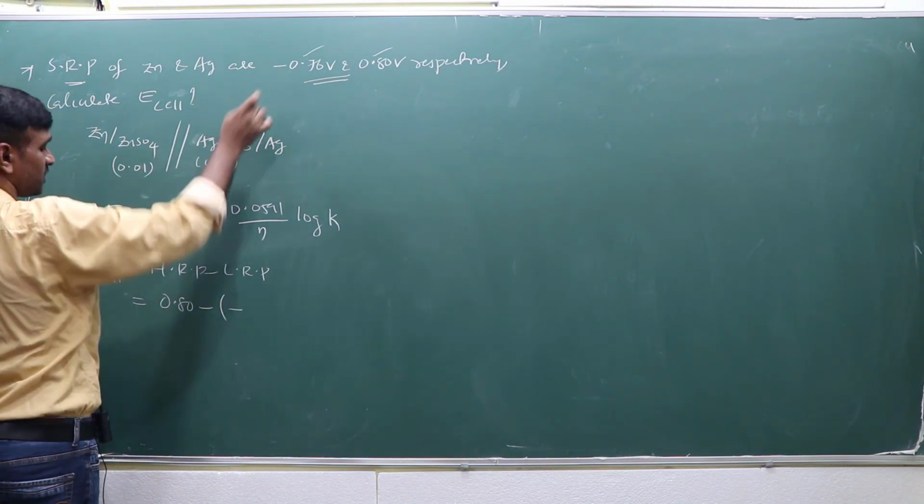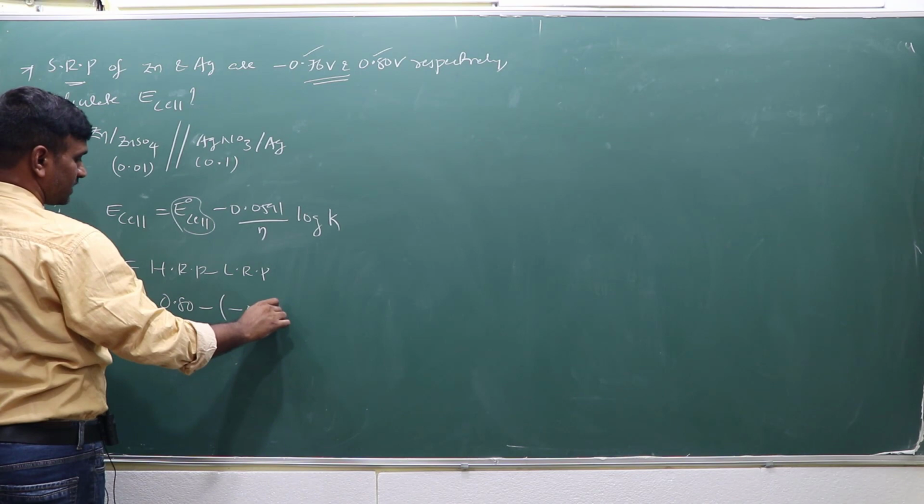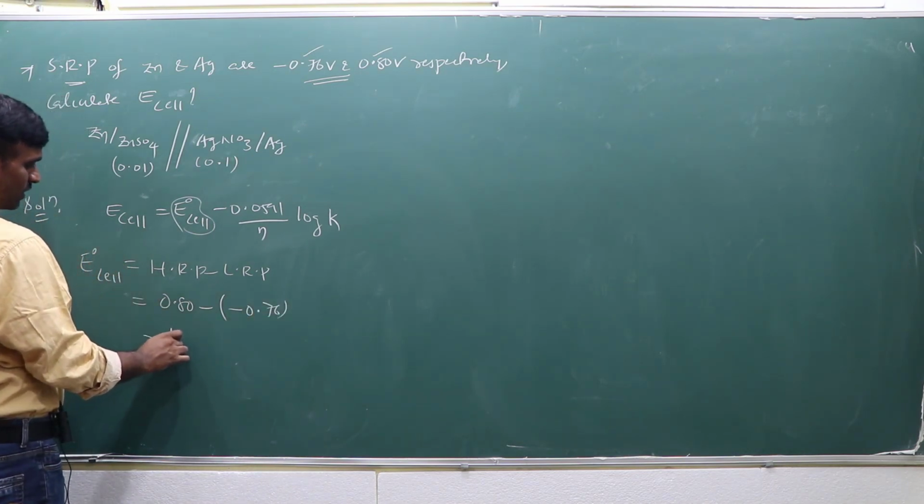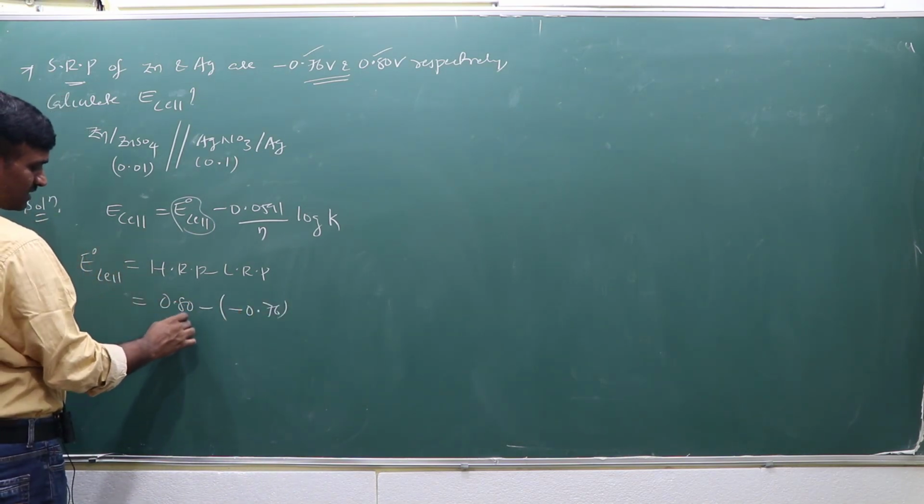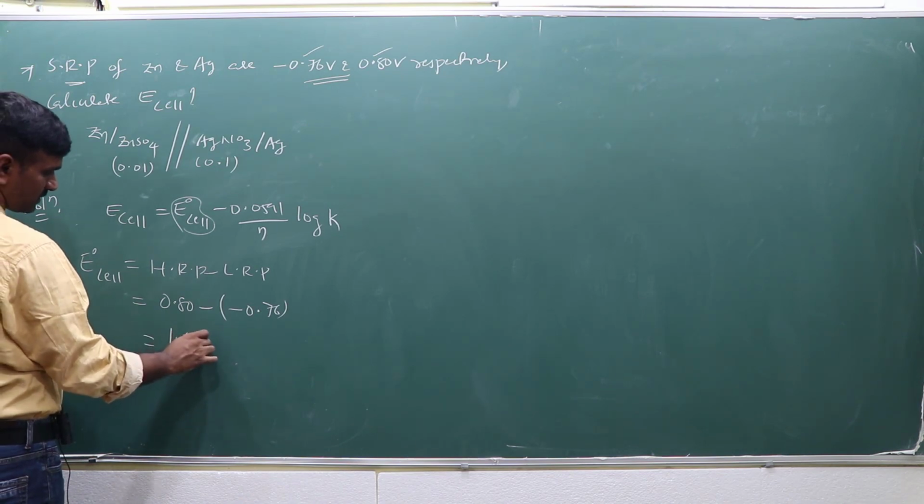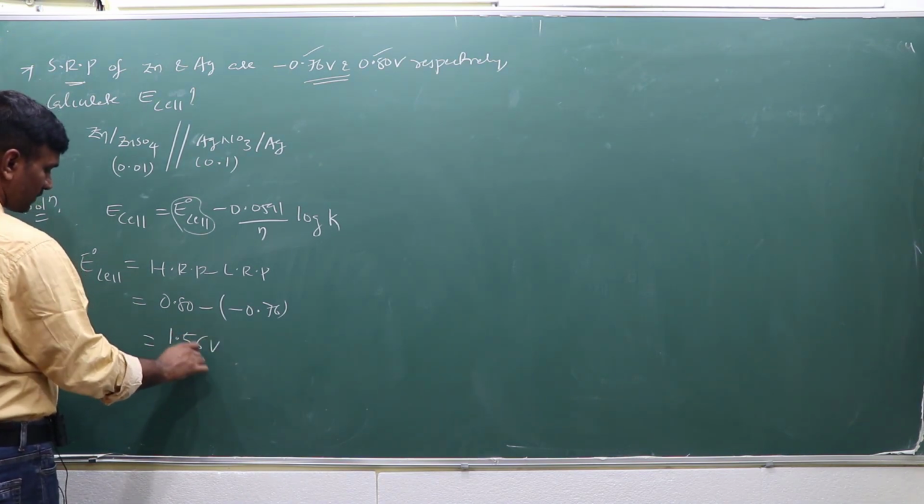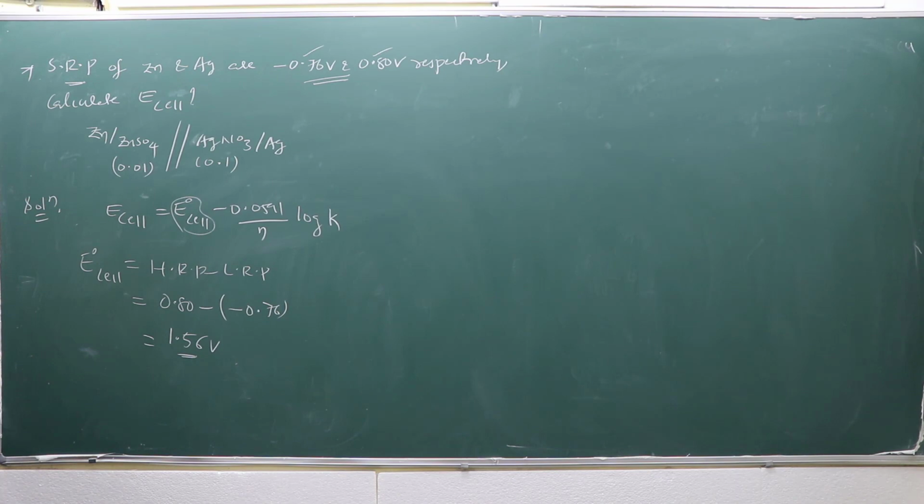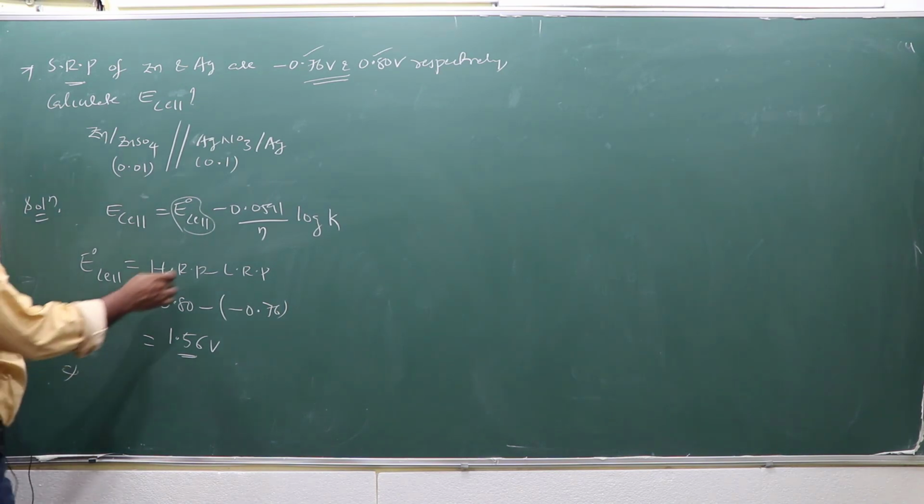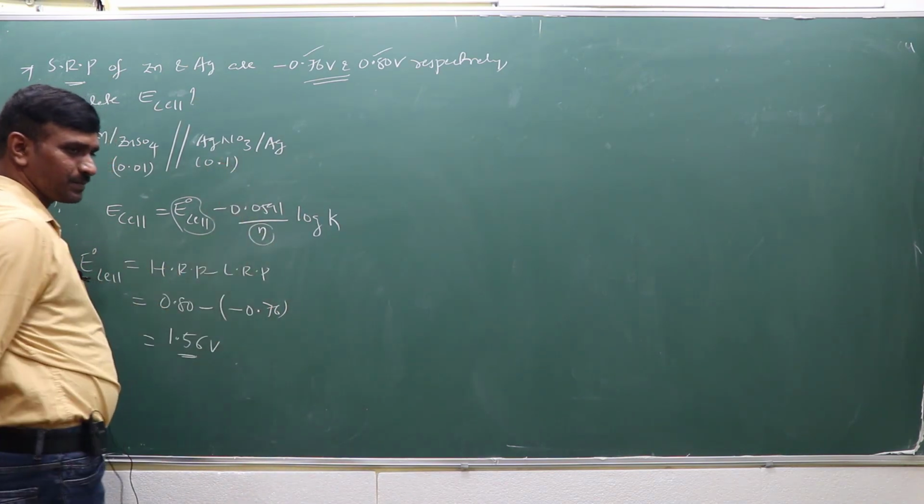And the lower standard reduction potential is how much? 0.76. The total value is how much? This is minus into minus is plus: 0.80 plus 0.76 is 1.56 volt. E0 cell is 1.56 volts. Next, which one do you have to calculate?